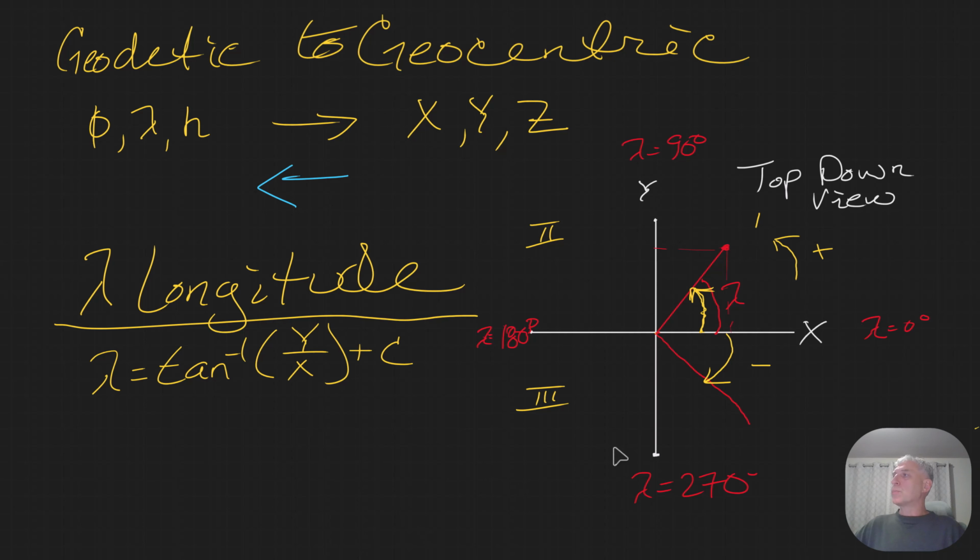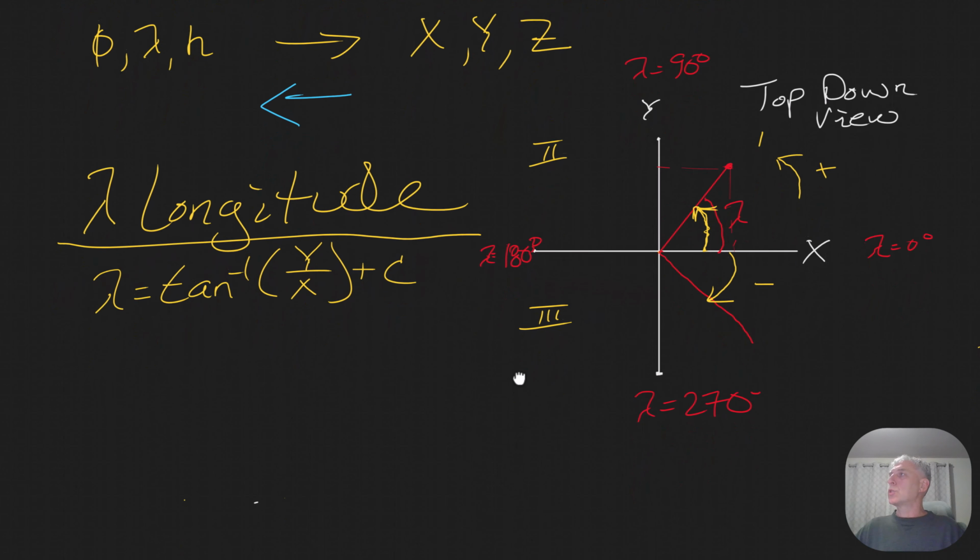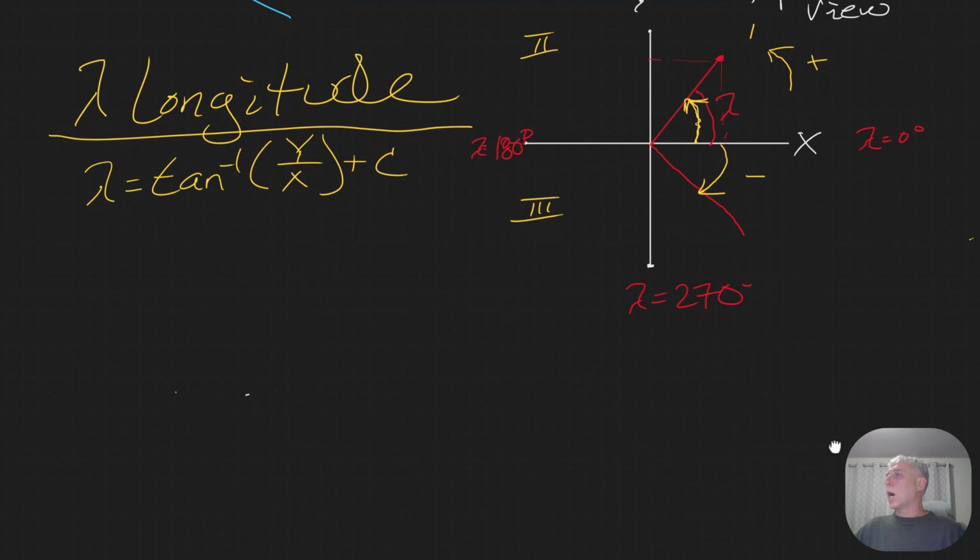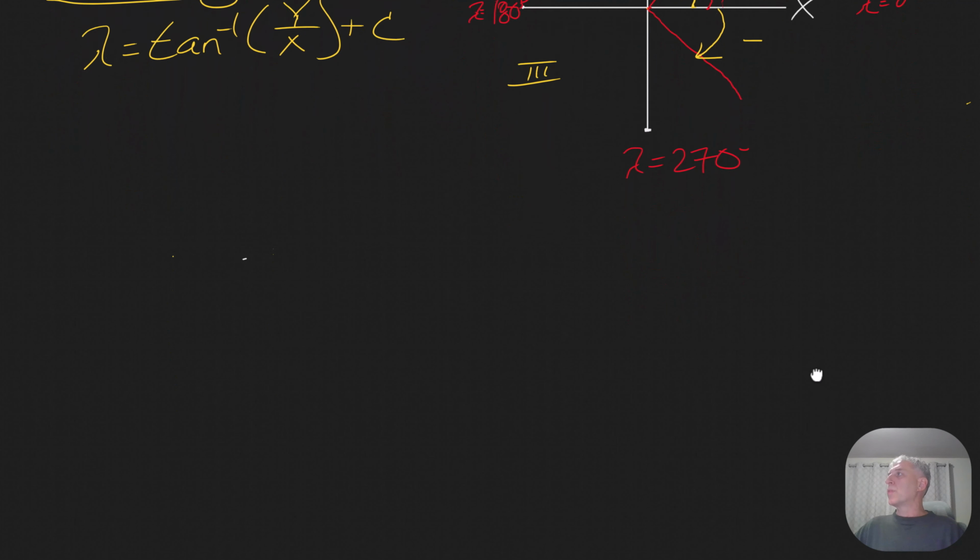So longitude's pretty easy. Longitude is straightforward. We've done that 100 times, just with a little bit of a different culture to the problem, right? So we're going to spend a lot more time looking at deriving the latitude and the height from the XYZ coordinates.